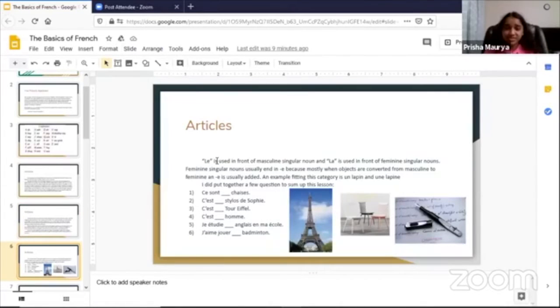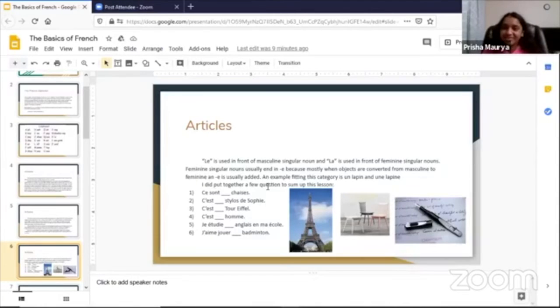Also, le is used in front of a masculine singular noun, and la is used in front of a feminine singular noun. Feminine singular nouns usually end in E because when an object is converted from masculine to feminine, E is usually added. We're going to talk about that later as well. I'm going to explain it deeply later.